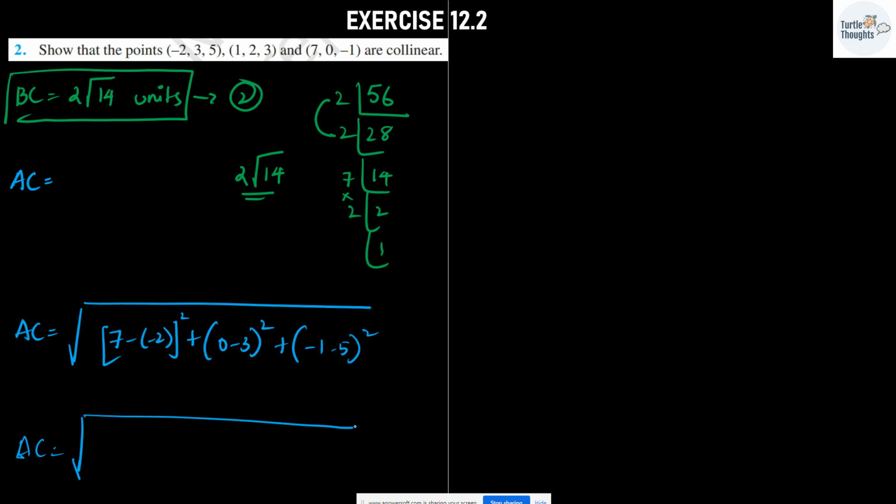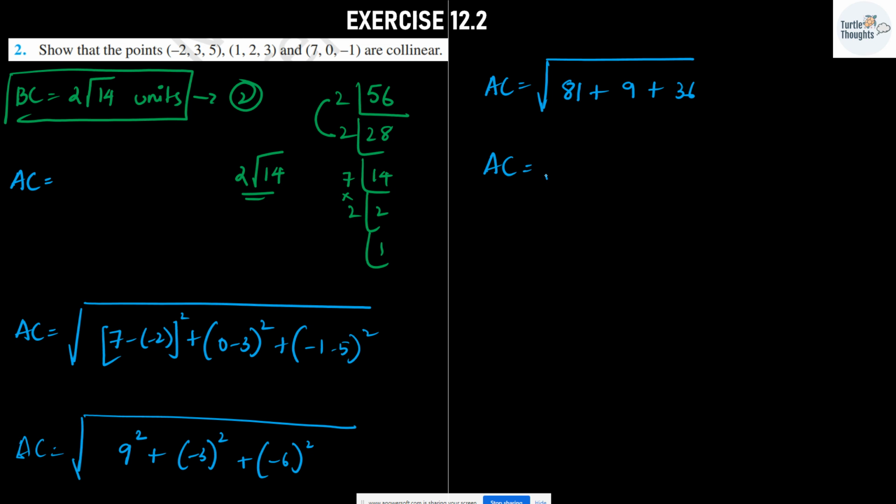AC is going to be equal to 7 minus of minus, it is plus, 7 plus 2 is 9, 9 square, plus 0 minus 3 is minus 3 whole square, plus minus 1 minus 5 is minus 6 whole square. AC is going to be equal to 9 square, which is 81, plus 3 square, which is 9, plus minus 6 square, which is 36. So AC can be written as 81 plus 9, which is 90. 90 plus 36, it is root of 126.